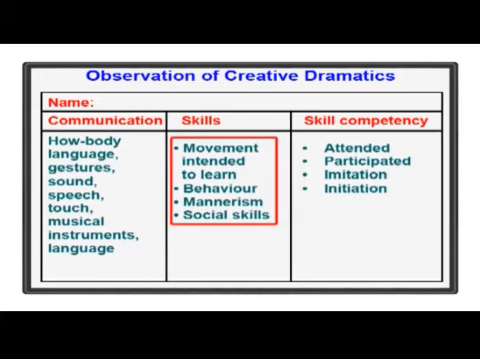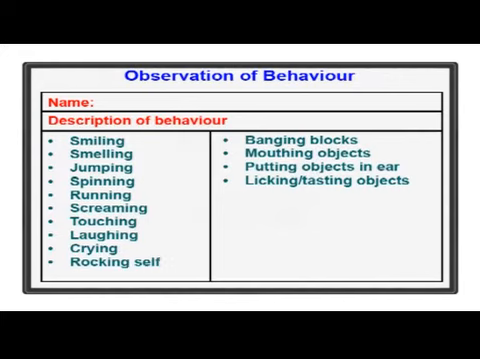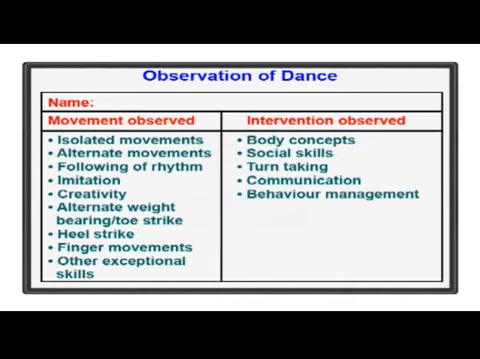and social skills. In observation of the behavior, see whether the child smiles, smells, jumps, spins, runs, screams, touches, laughs, cries, rocks self, bangs blocks, mouths objects, puts objects in the ear, licks, tastes objects. While observing the dance movements, see whether the child performs isolated movements, alternate movements, following of rhythm, imitation, creativity, alternate weight bearing, toe strike, heel strike, finger movements and other exceptional skills.